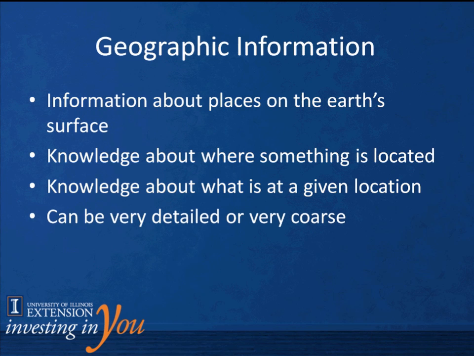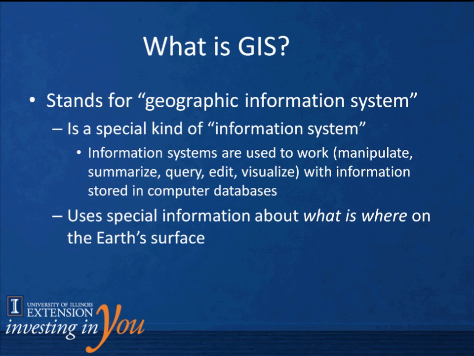Geographic information can be very detailed. We can be talking about a few square feet on a certain property or parcel, or it can be very coarse. We can be talking about land cover patterns on an entire continent. GIS stands for Geographic Information Systems, and it's a special kind of information system. Information systems are used to work with information stored in computer databases, and in GIS, the information we're concerned with is about what is where on the Earth's surface.